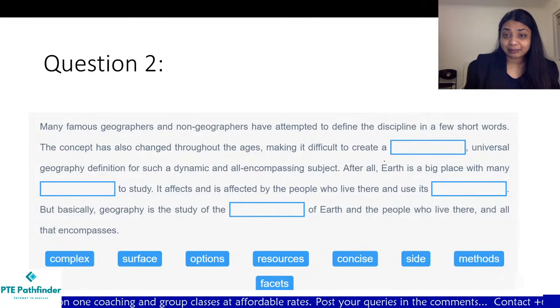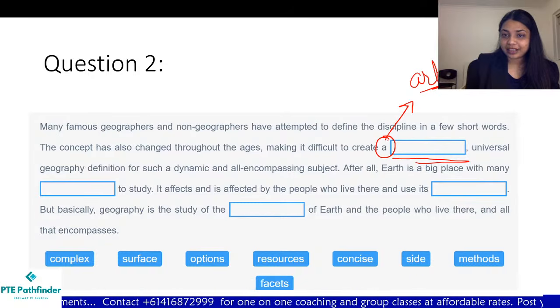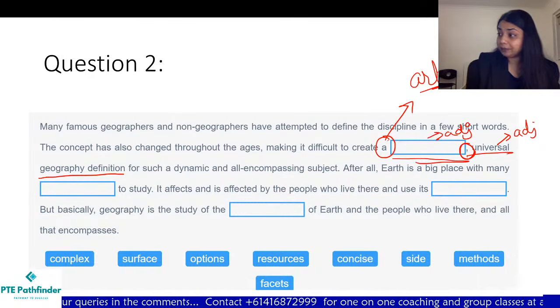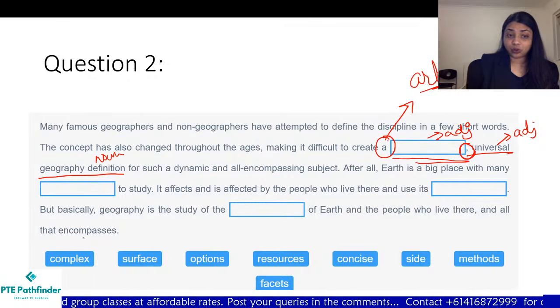So if you look at the blank here, it's preceded by the article. Remember the article rule? So whenever there is an article, you need to look at the words present after the blank. What are they? So if you look at it here, universal is an adjective, and before universal you have a comma. So probably we might be having another adjective in here as well. So and the noun in this case is geographic definition, right? So we need to look for an adjective. So that adjective could be complex or it could be concise.